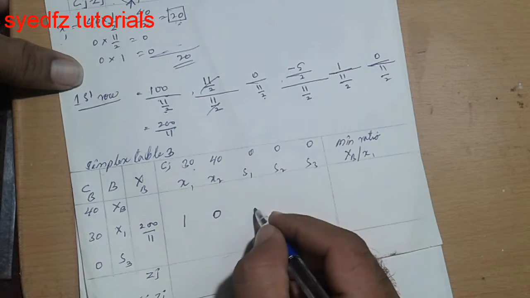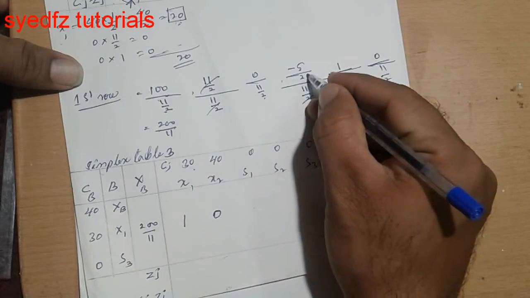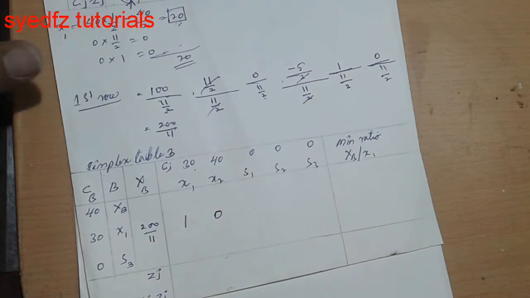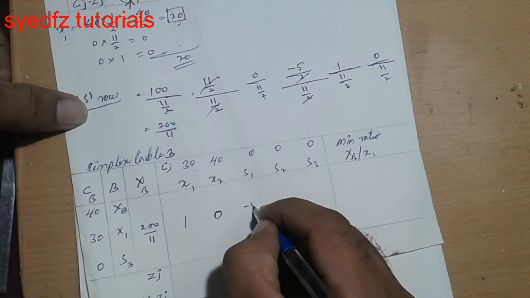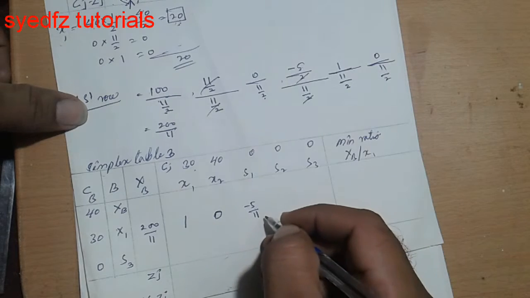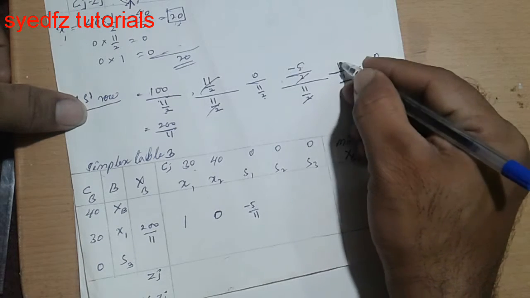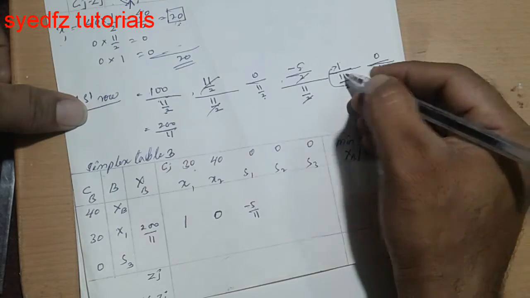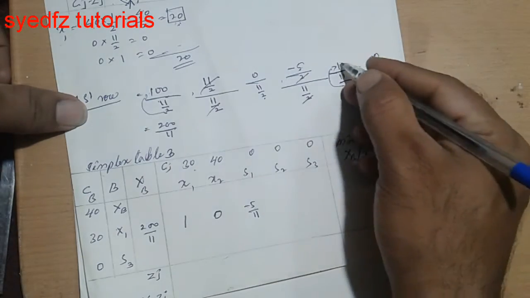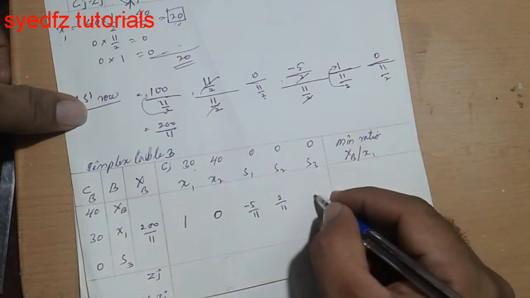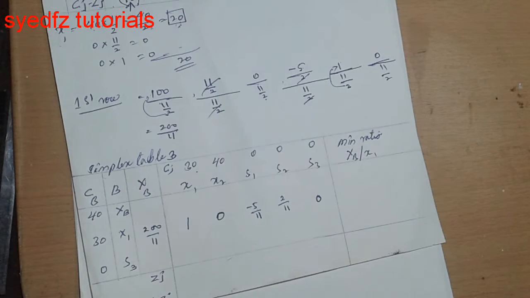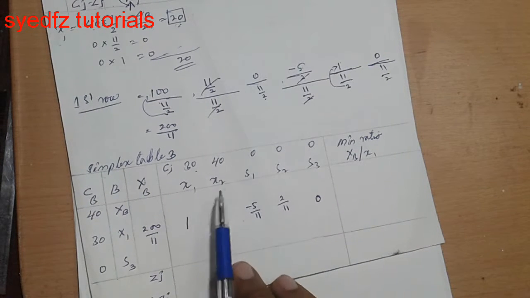Now s1, these two, the LCM, this one cancels, and we only got minus 5 by 11. Here minus 5 divided by 11. Here 2 into 1 is 2, so 2 divided by 11. Here 0 divided by 2 is 0. We have got one line, the second line, but we have to calculate the first line and third line.